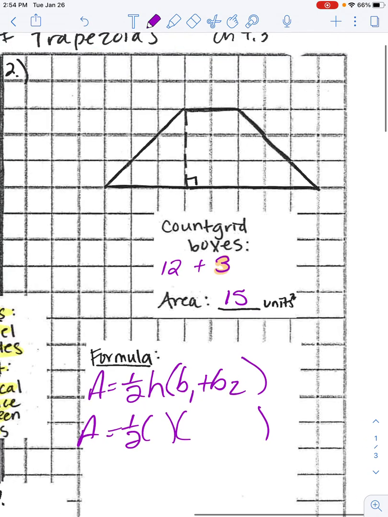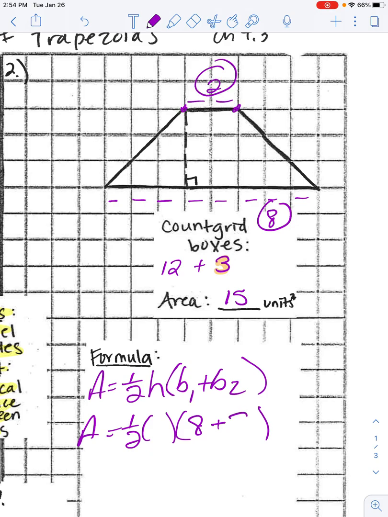Let's count what the bases are. Again, the bottom, what it sits on, is the base, and they're always parallel. So 1, 2, 3, 4, 5, 6, 7, 8 is one of the bases, and the top from point to point is 2. The height, do not use diagonal, go straight down from the top point. The height would be 3.